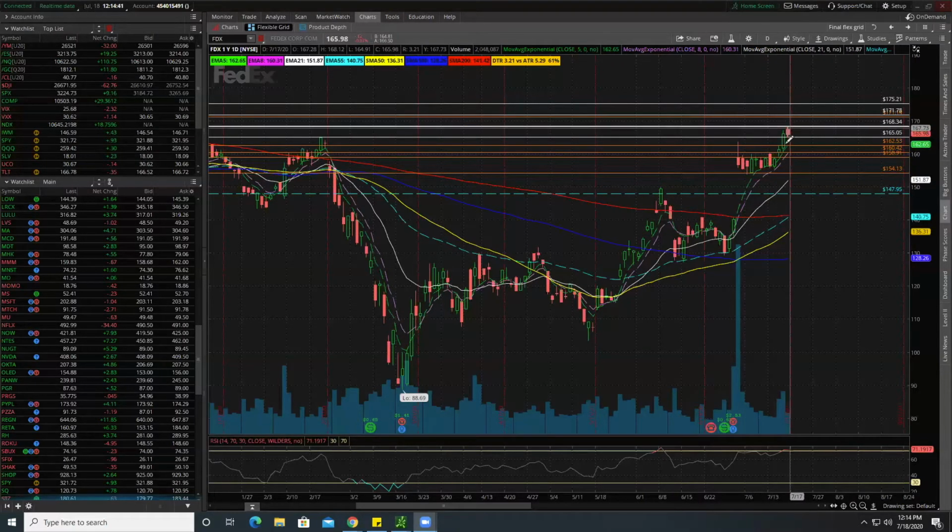So FedEx right now looks like it might be running out of a little steam. We did cross above that 165.05 weekly line, so that is our pivot for a downside trade. What else do we see in FedEx? We are overbought on the daily, so I do think FedEx is due for a pullback. We're extended off the 5 EMA and we are extended off the 8 EMA.